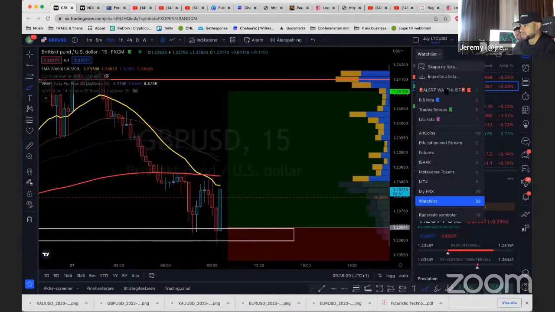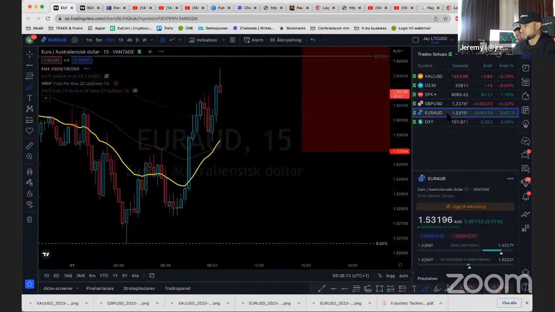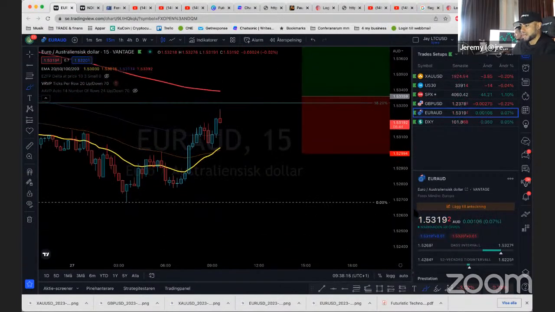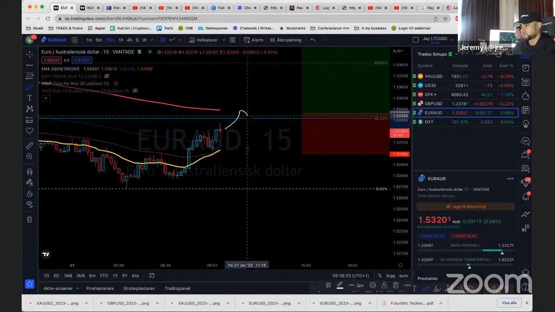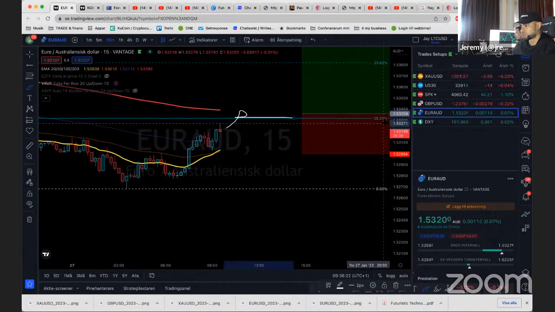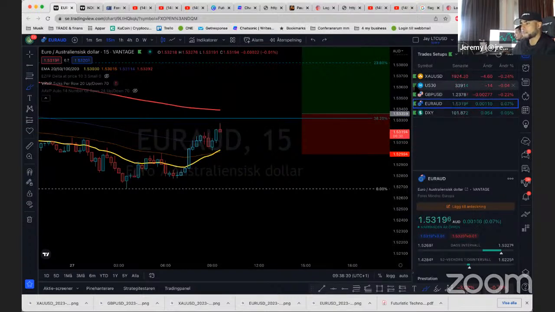And then we had the Euro AUD, where we're looking for a potential trade if it breaks above and shows nice support at the 38.2 Fibonacci retracement. So we've got three potential trades. Let's stick with that and settle for now.